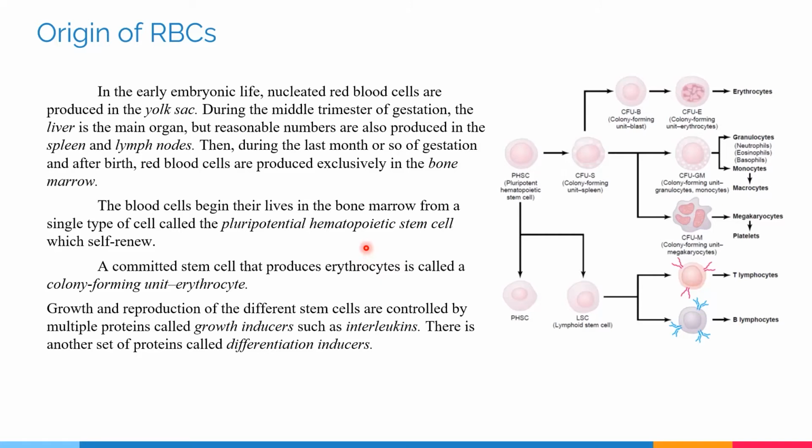Further, since it is a stem cell, the hematopoietic stem cell can self-renew. That is, when it makes two copies by binary fission, it can make another stem cell which is exactly identical to the parent and another daughter cell, which then can further differentiate to form other blood cell types. So the pluripotent hematopoietic stem cell is the one that gives rise to the whole blood cell types. Further, a committed stem cell that produces erythrocytes is called a colony forming unit erythrocyte.